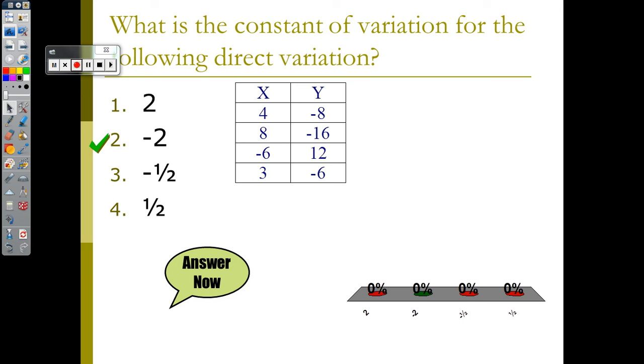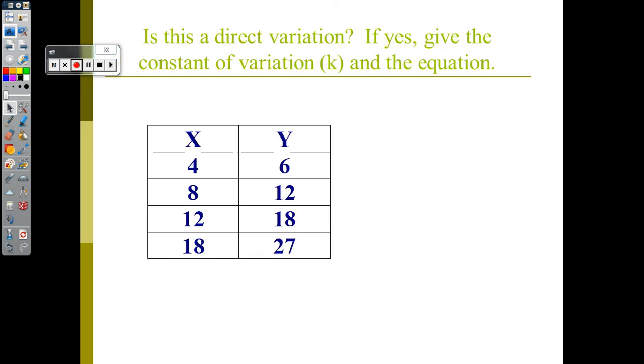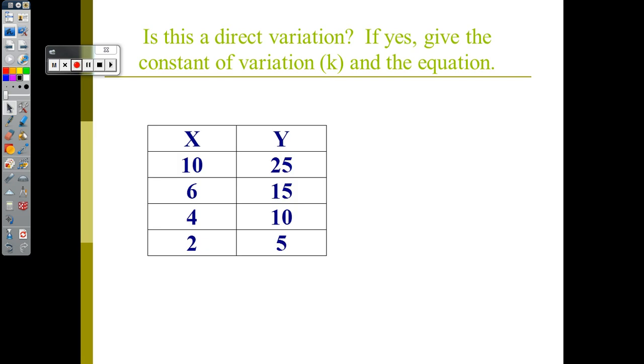And the constant of variation is -2. Is this one a direct variation? So we could say that k equals 6 divided by 4, which is 3/2. 12 divided by 8, which is also 3/2, 18 divided by 12, which is also 3/2, or 27 divided by 18, which is also 3/2. So it is a direct variation, and the constant of variation is 3/2. So your equation would be y equals 3/2 x.